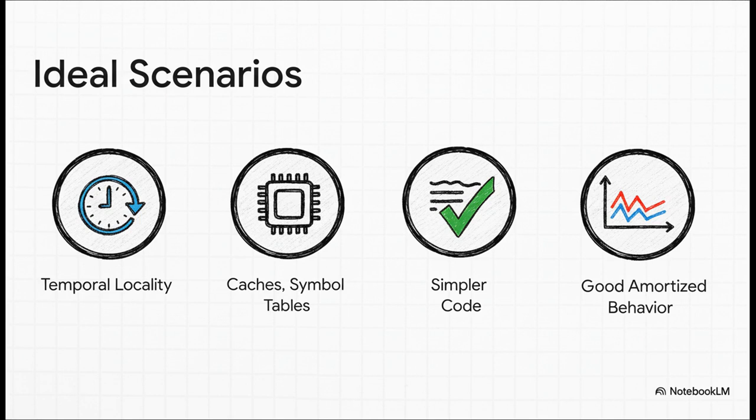If you use something now, you're probably going to use it again soon. Just think about it, the last file you open on your computer or the last variable you used in your code. Chances are you're going to need it again pretty soon, right? That's why they're absolutely perfect for things like CPU caches or compiler symbol tables. When that kind of pattern exists, a splay tree is an amazing choice.